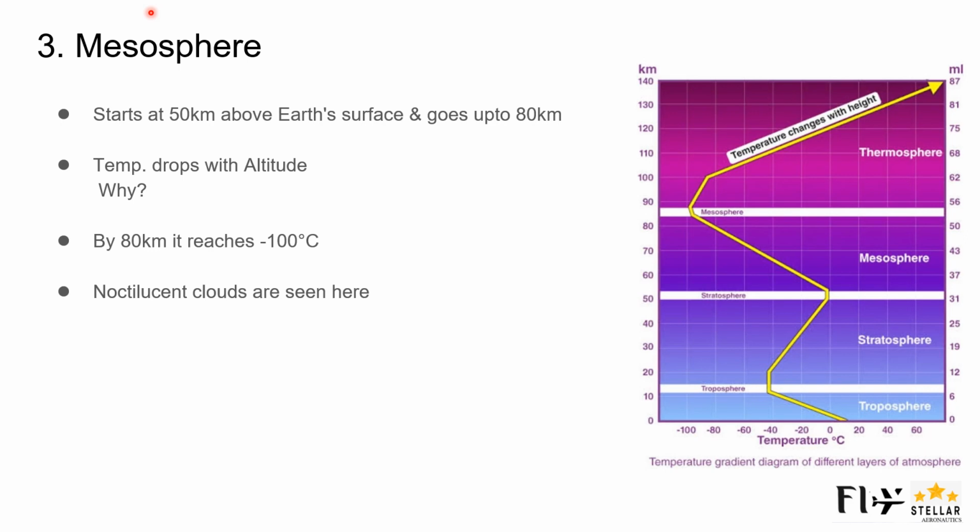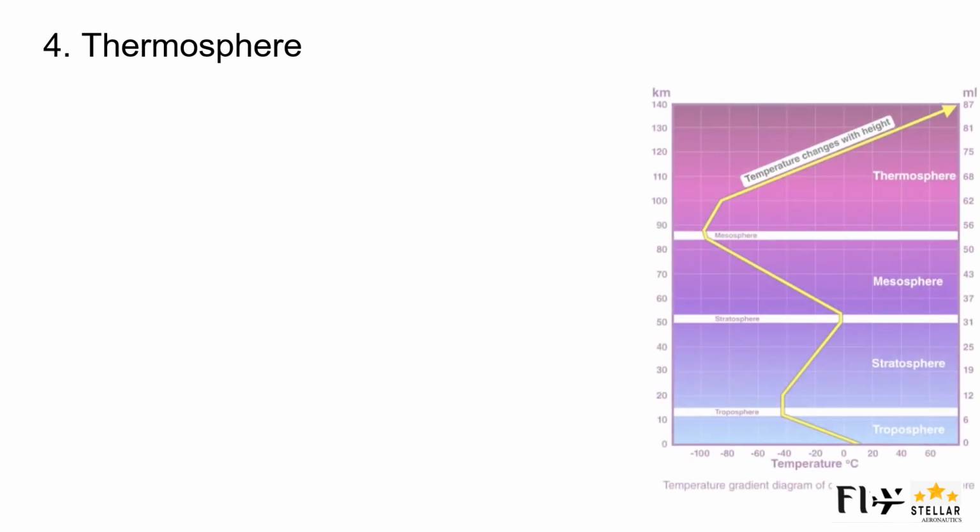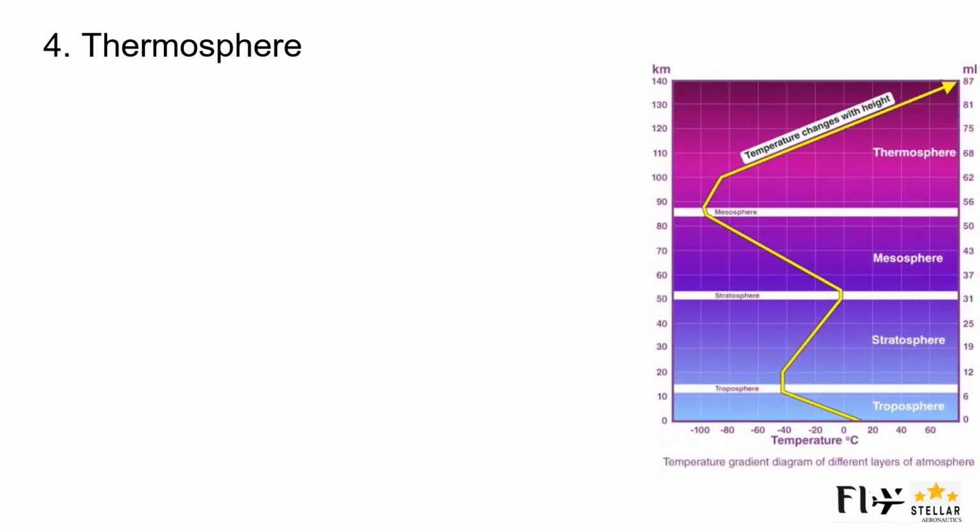Meteors burn up in this layer of dense air due to creation of friction and a lot of heat. The upper limit is called mesopause, which separates the mesosphere from thermosphere. The fourth layer is thermosphere. This layer is found above mesopause.